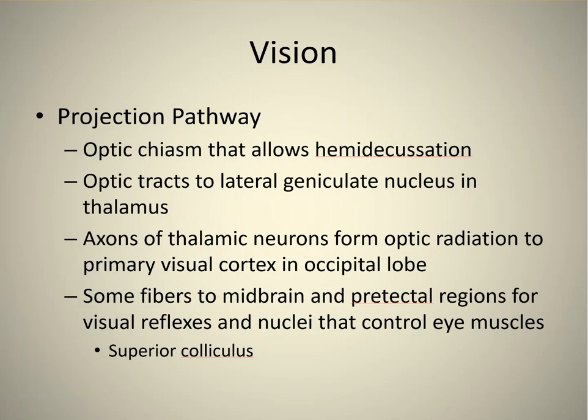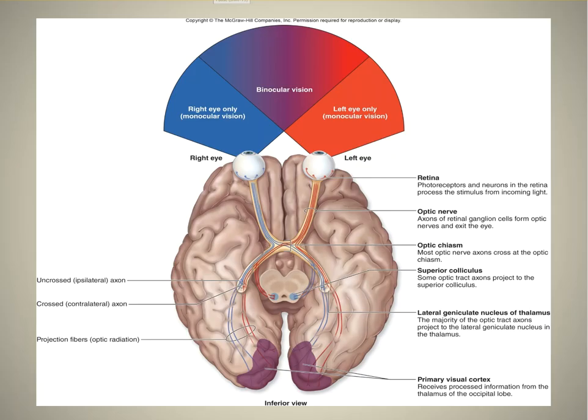But some fibers, remember, go to midbrain and pretectal regions for visual reflexes and nuclei that control eye muscles, the superior colliculus. And there are also cells in the retina, this is brand new information, that actually detect how much light comes into your eye and go to the pineal gland and help regulate how much melatonin you have. Remember, we talked about that in the endocrine chapter.